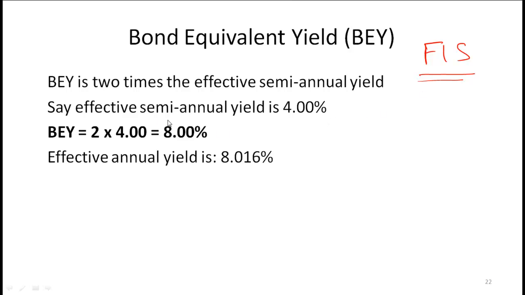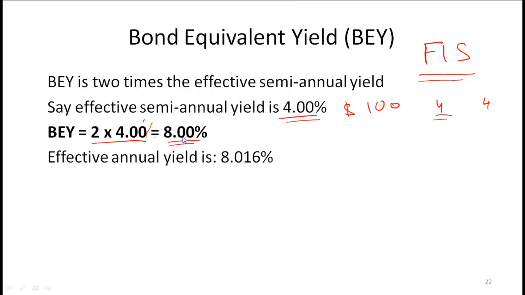So if a bond is paying a semi-annual coupon of 4%, that means on a $100 bond, you get $4 after 6 months and $4 again after 6 months. The definition of bond equivalent yield is it is simply 2 times the semi-annual or the 6-month yield. So if you're getting $4 on a $100 investment, your 6-month yield or semi-annual yield is 4%. The bond equivalent yield is simply 2 times the semi-annual yield. So 2 times 4% is 8%. This is your bond annual yield.